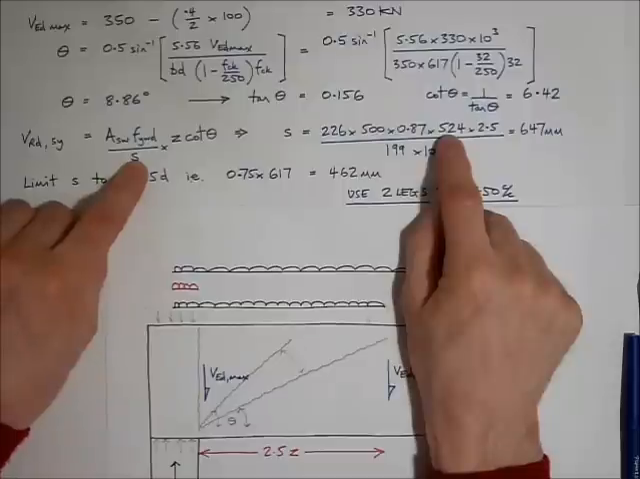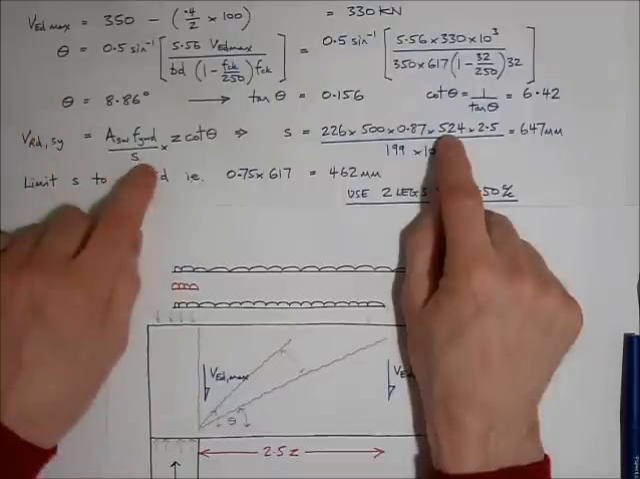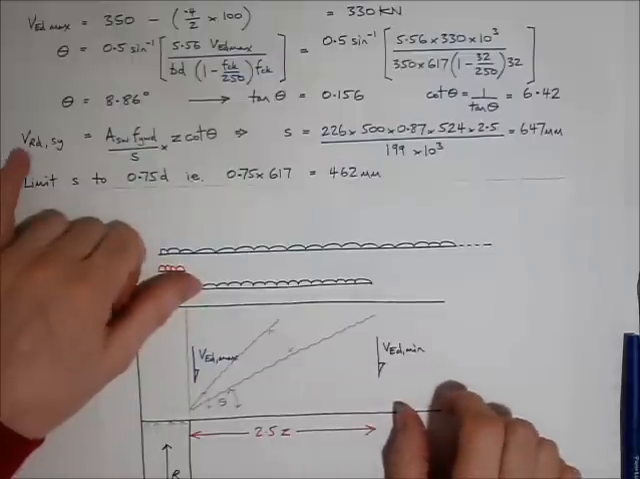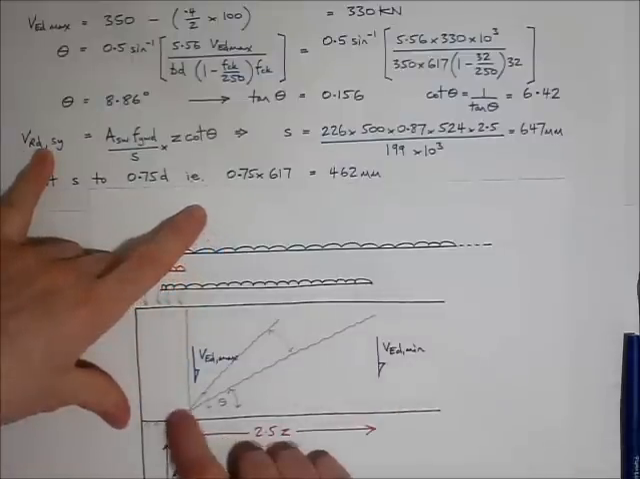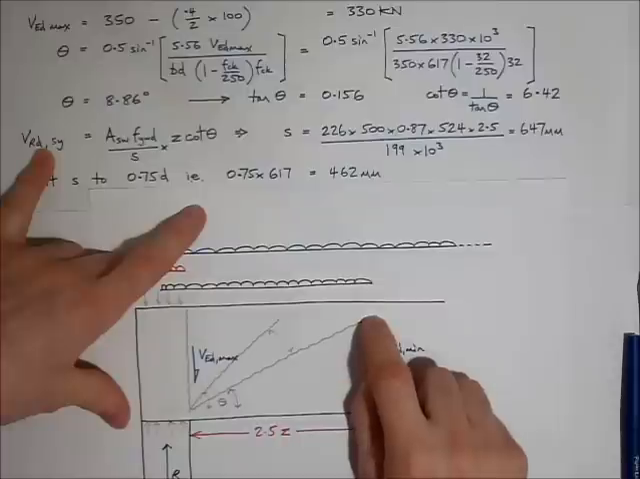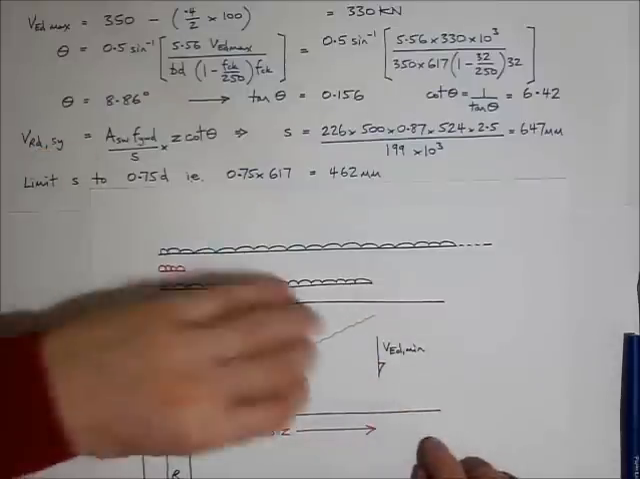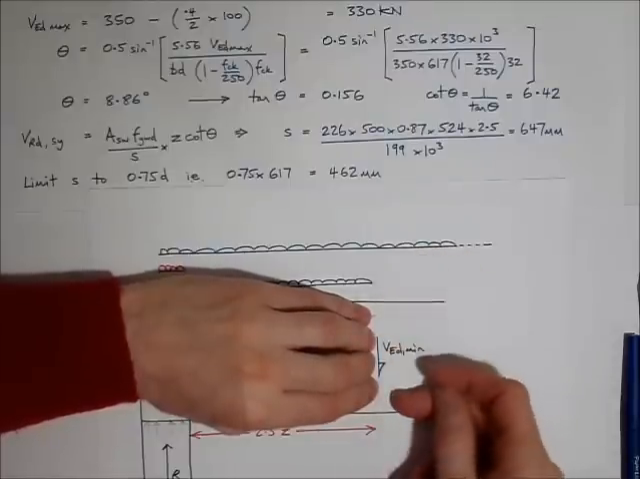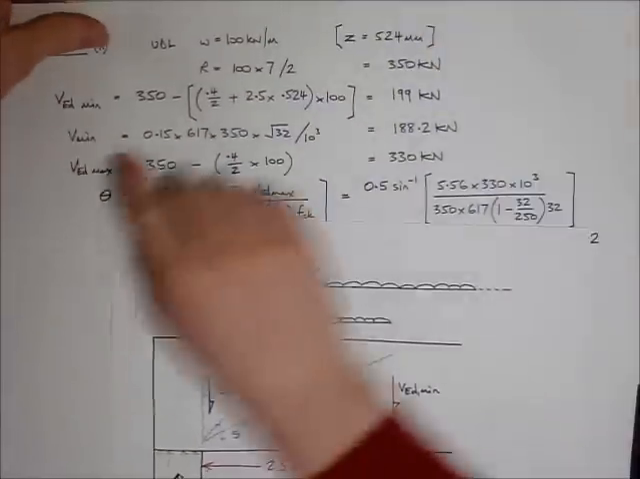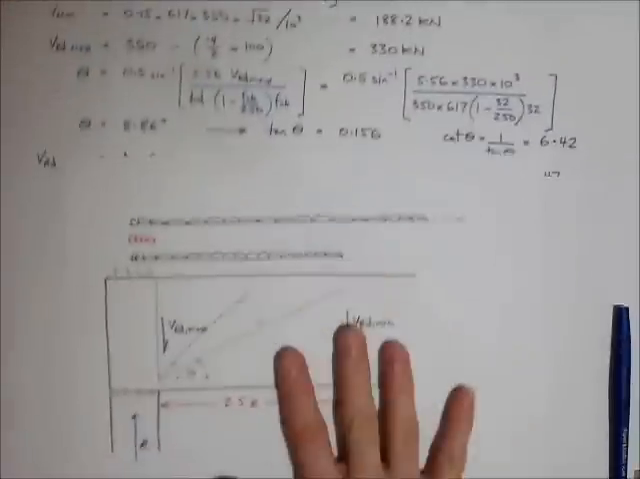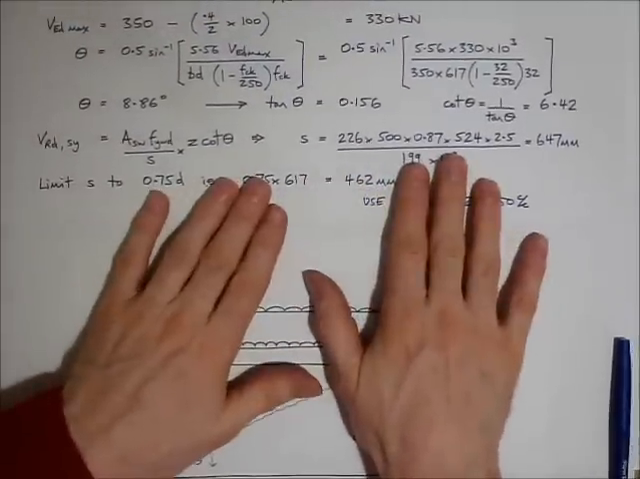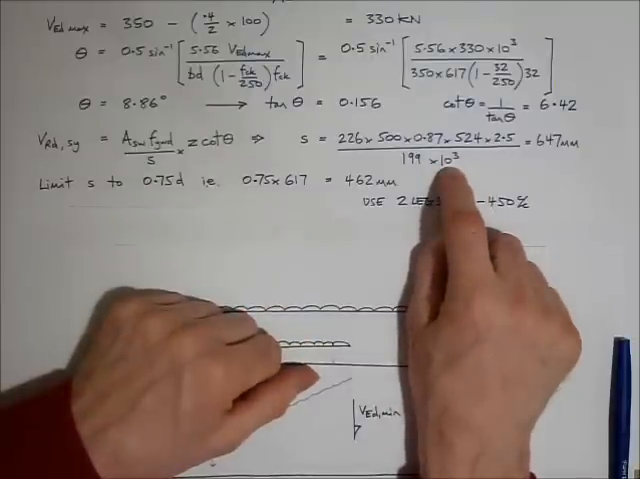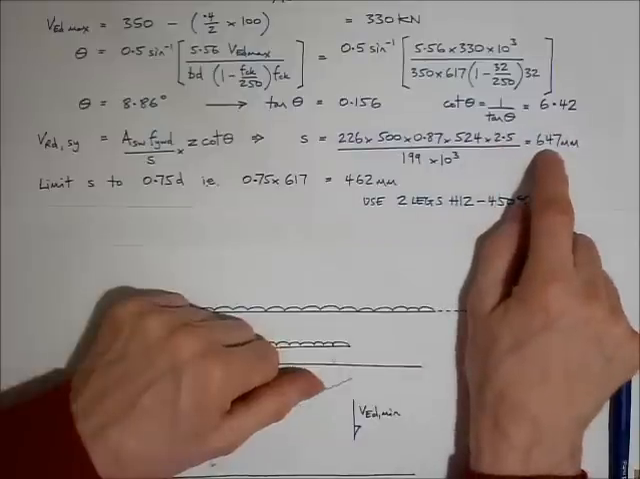I've moved the S, the spacing, across to the other side, and I've brought the VRDSY down to this side. Well, the VRDSY, that's our design shear strength. Because we've got such a shallow angle for the strutting action of the concrete, our VRDSY is exactly the same as our minimum VED min. So VED min, I've already calculated that earlier. Here it is, VED min, 199 kilonewtons. Let's plug that into the equation. So S, 226, blah, blah, blah, divided by 199, divided by 1,000 to get my units straight. The answer gives me 647 millimeters.